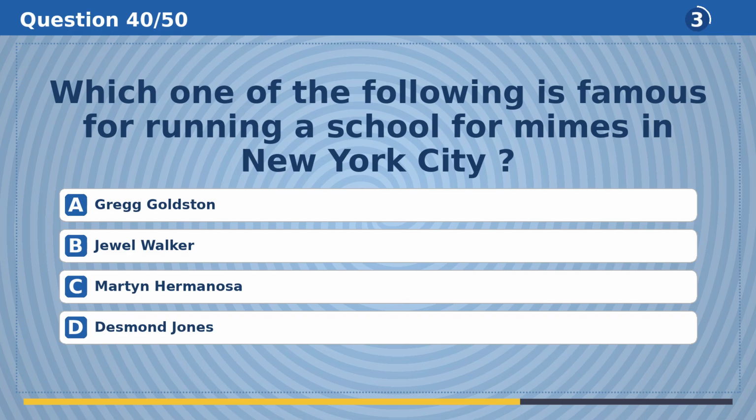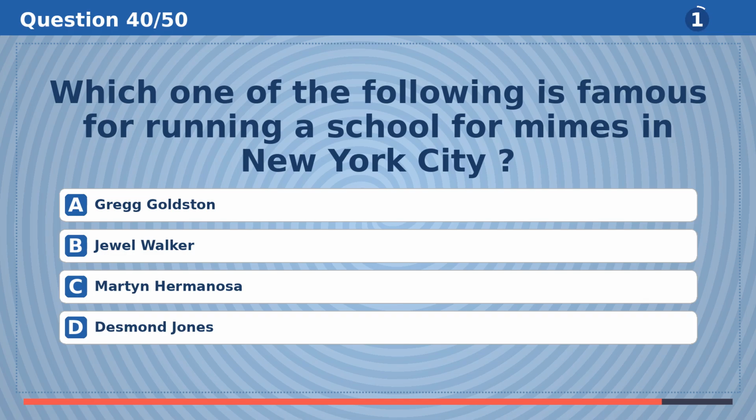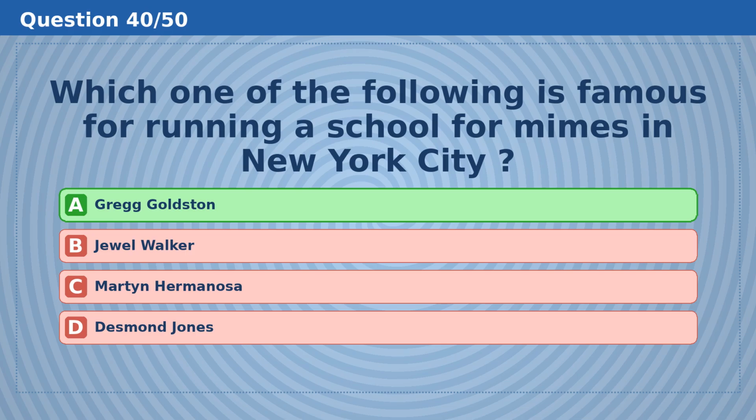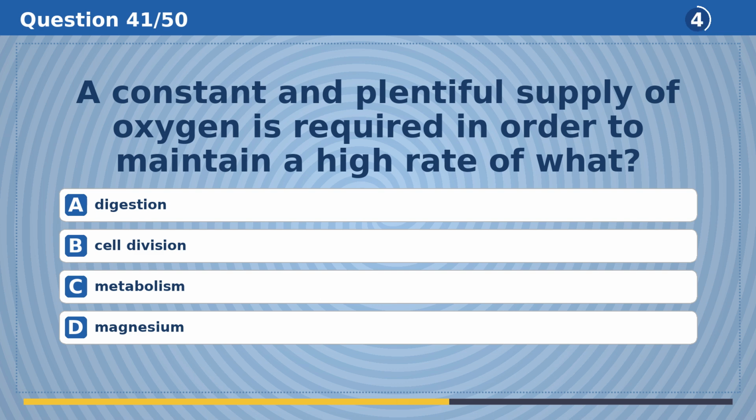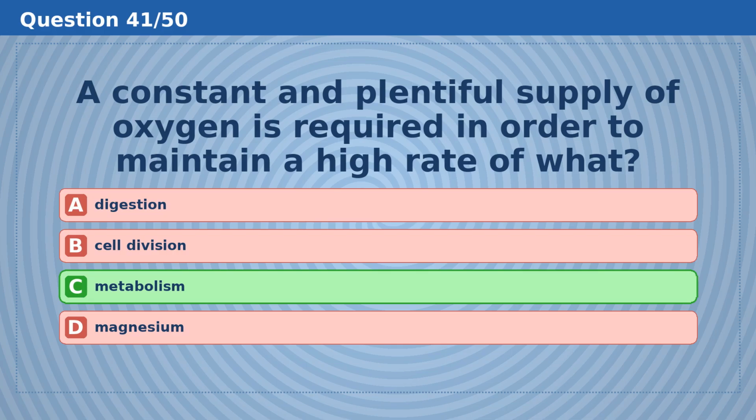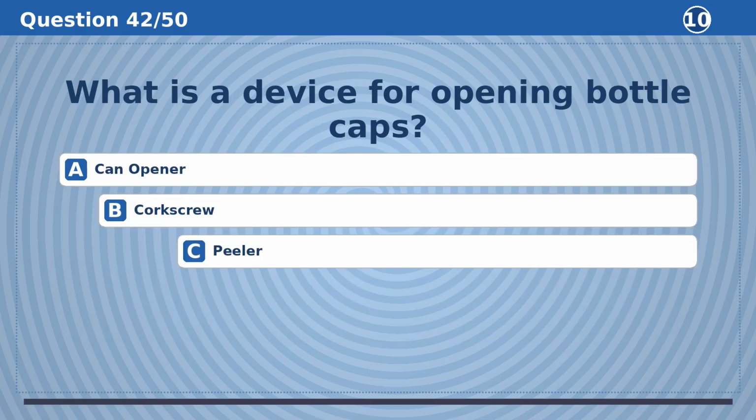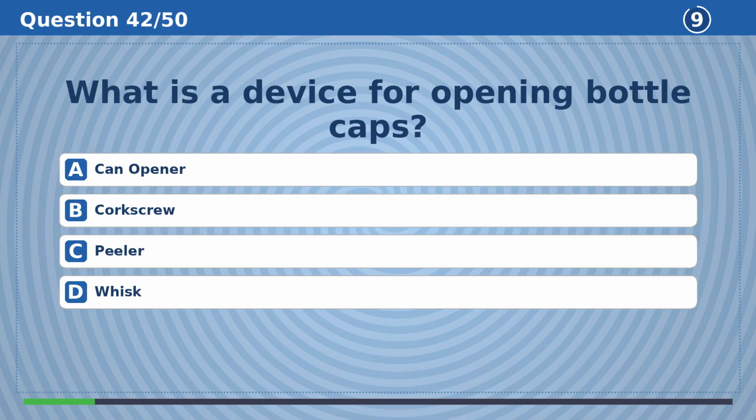Which one of the following is famous for running a school for mimes in New York City? The answer is A, Greg Goldston. A constant and plentiful supply of oxygen is required in order to maintain a high rate of what? The answer is C, metabolism.